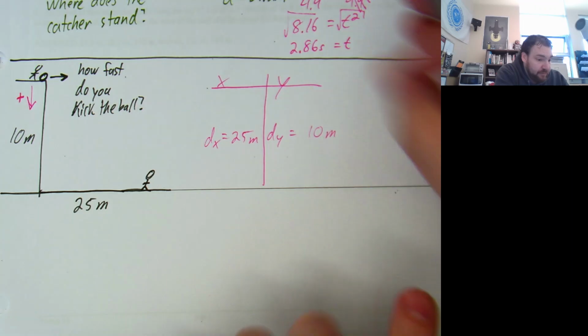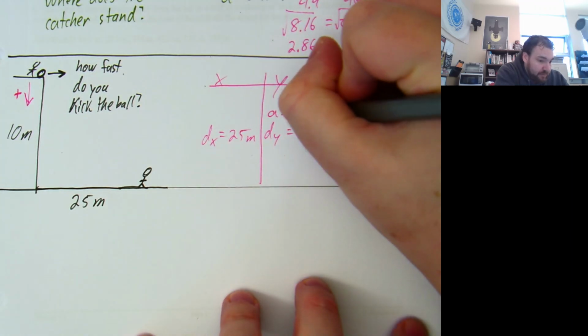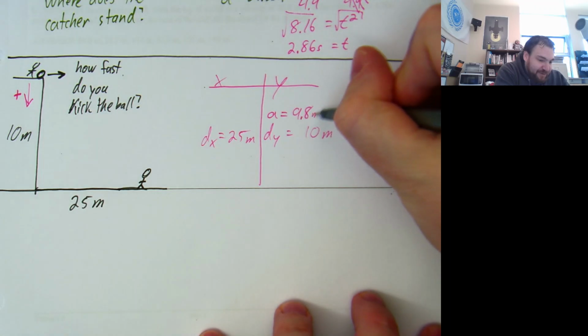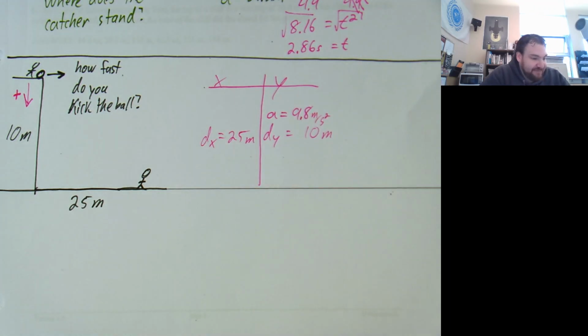Acceleration due to gravity. A is equal to 9.8 meters per second squared. That is also true. What else do we know? There's one more piece of information we know. Very important piece of information. VIY is equal to 0.